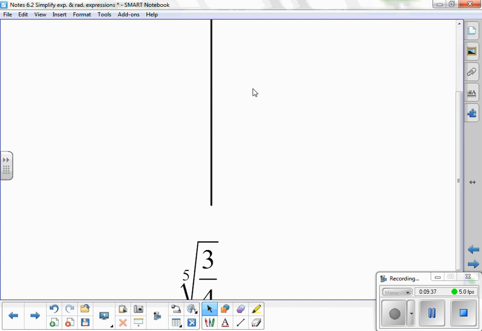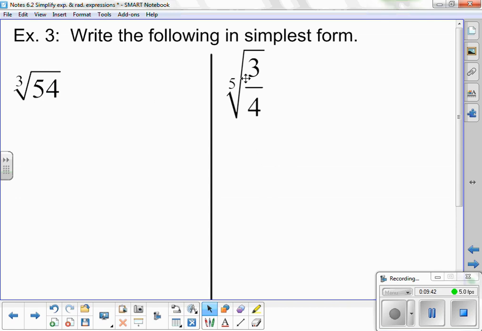Oh, how did I get down there? It should be up here. Okay, so let's try this out.